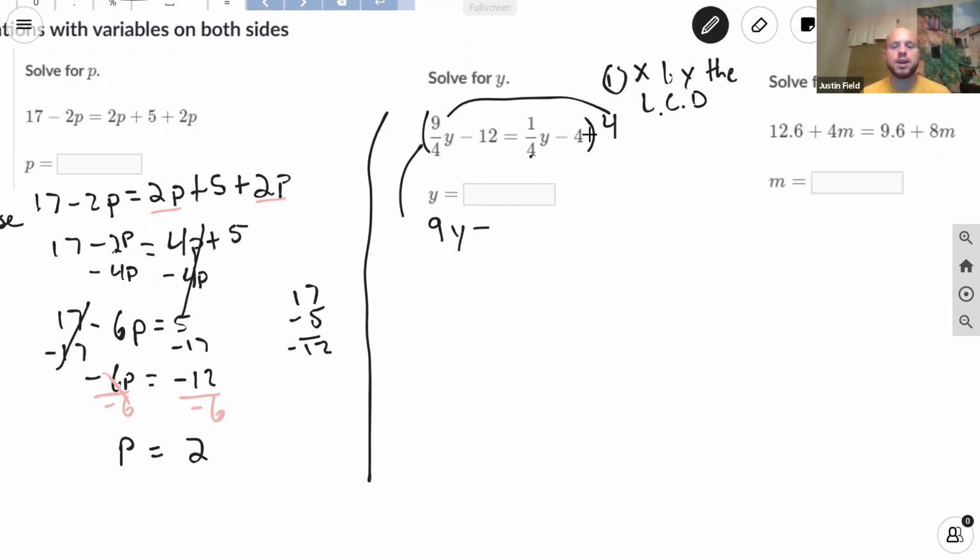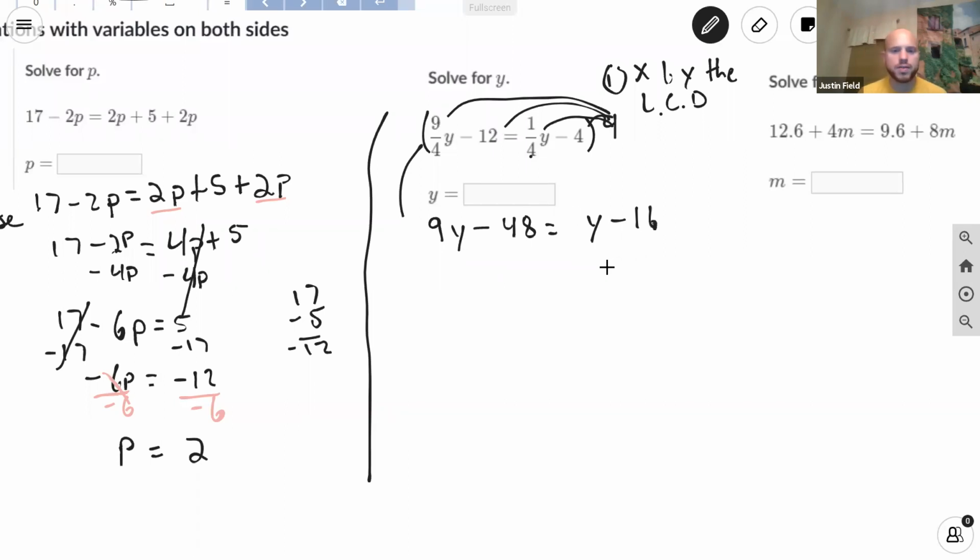9y. And then 4 times -12 is -48. 4 times 1/4, again, the denominator cancels out, and we have 1y. And then 4 times 4 is 16. And I'm not going to write the 1 because in algebra, we don't write 1s. We just know that they're there. Okay. So now we got to combine like terms, no like terms.